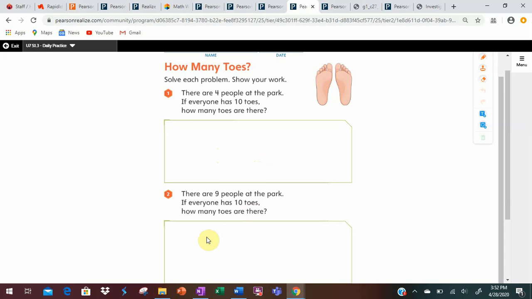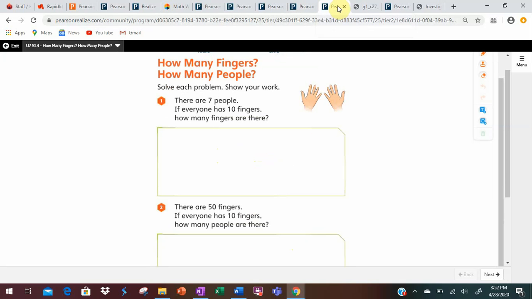Number 2, there are 9 people at the park. If everyone has 10 toes, how many toes are there? So show your work down here. Let's see, page 296 will be the next page that you're going to do. How many fingers? How many people? Okay, number 1 is just like the other ones.